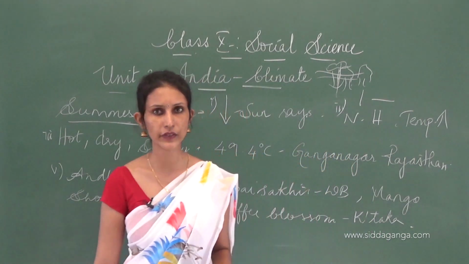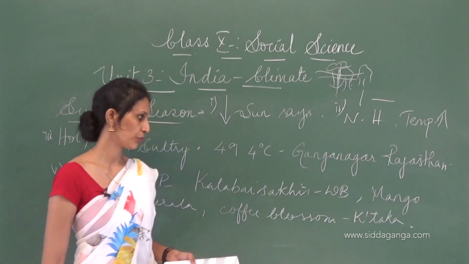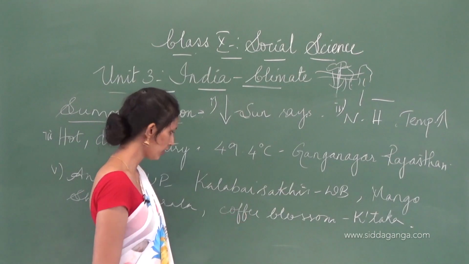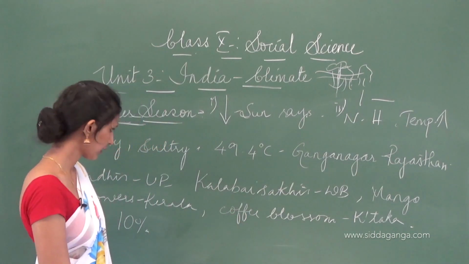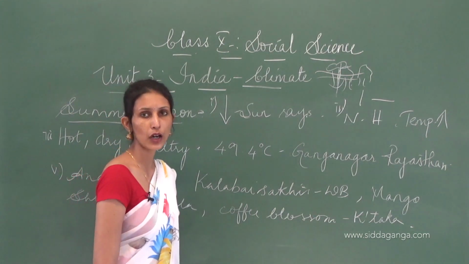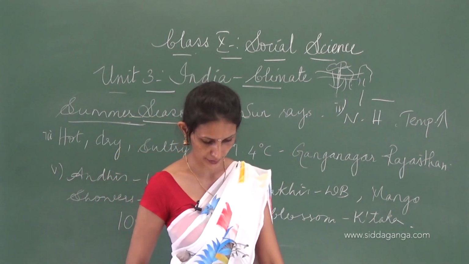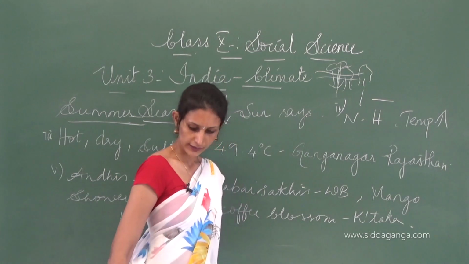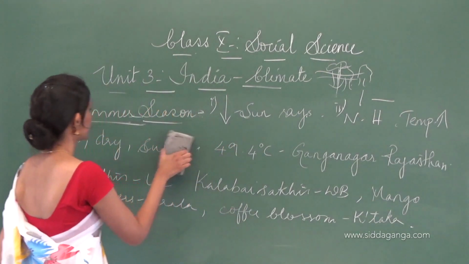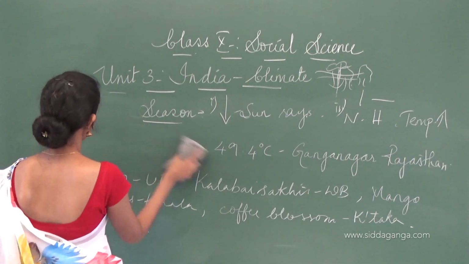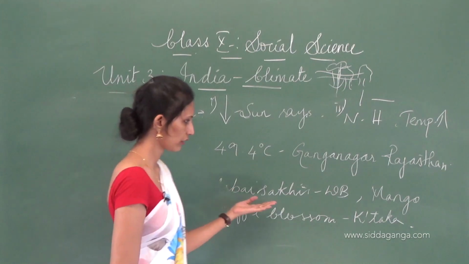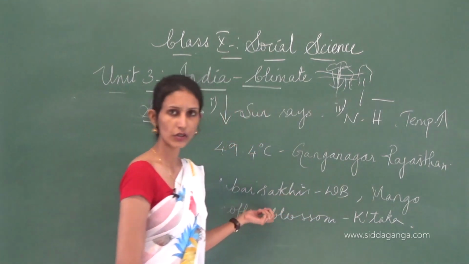These convectional rainfalls are called Andhis in UP, Kalabaishakhis in West Bengal, mango showers in Kerala, coffee blossoms in Karnataka, okay, and annual rainfall is 10%. Moving on, we will see the rainy season. So you may have to remember these names, students, okay?